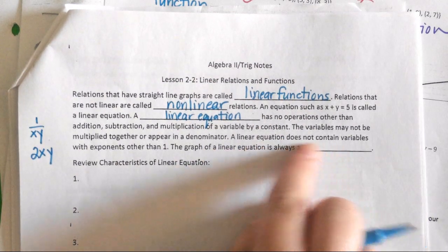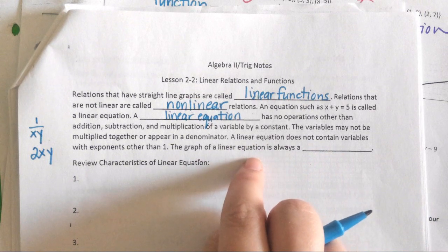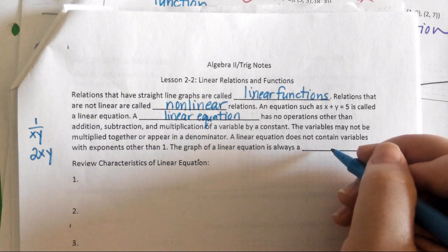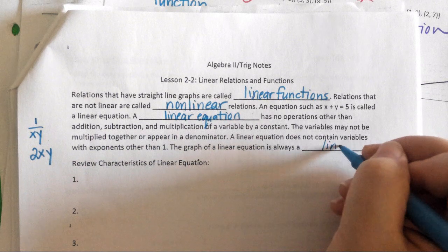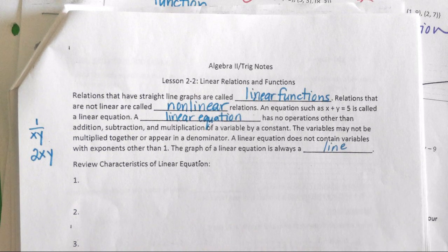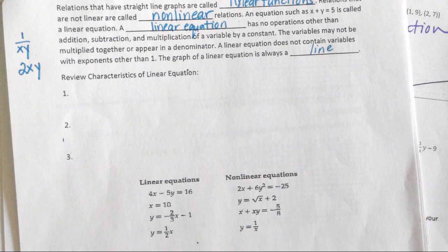Okay, a linear equation does not contain variables with exponents other than 1. And the graph of a linear equation is always a... The graph of is always a Kelsey with a U. You can have your point. It's always a line. Okay, and then Miss Compton's in a hurry, so she's going to skip the review because that's where it was in all the words. And we're about to practice anyway.